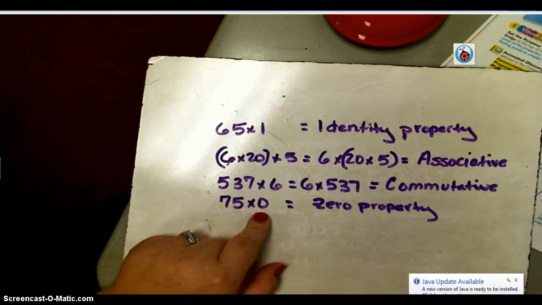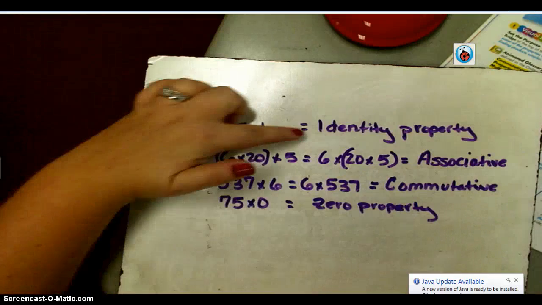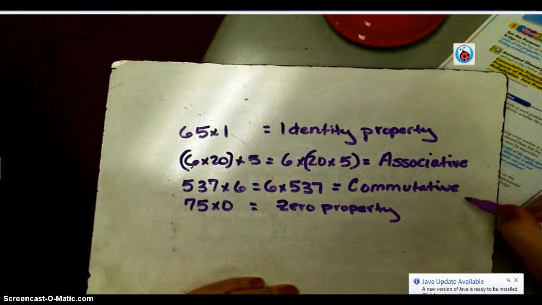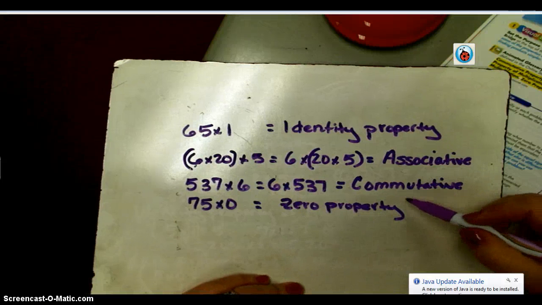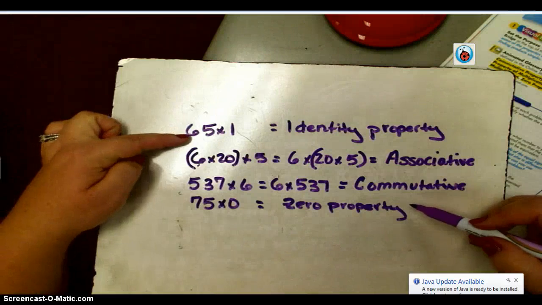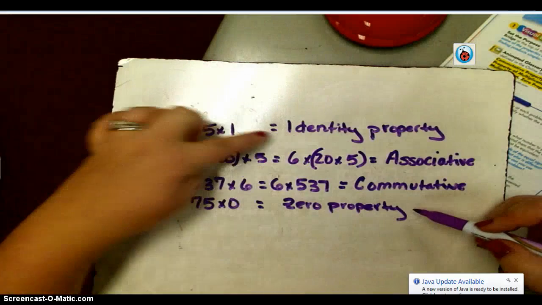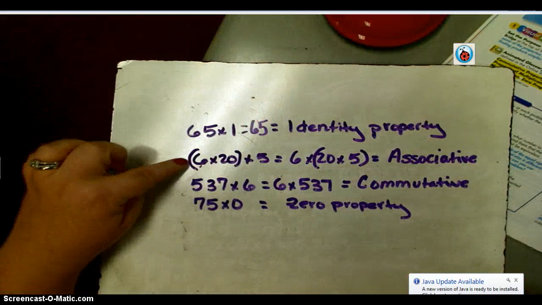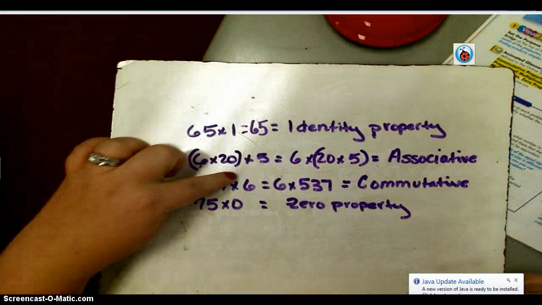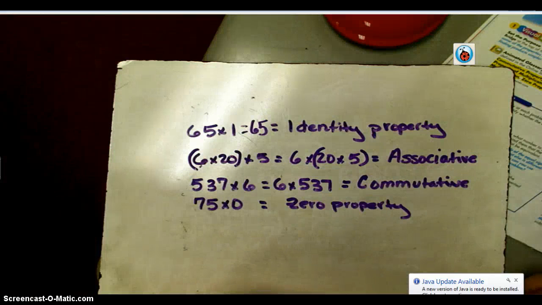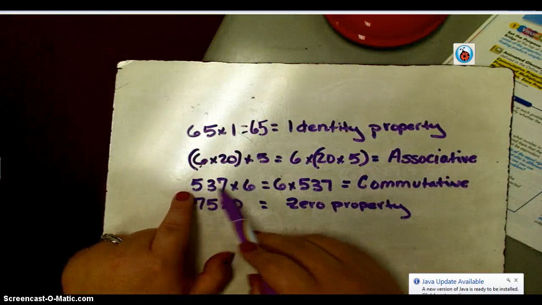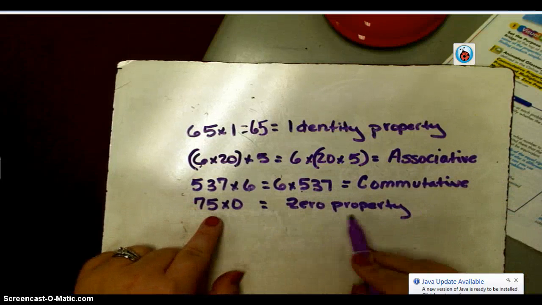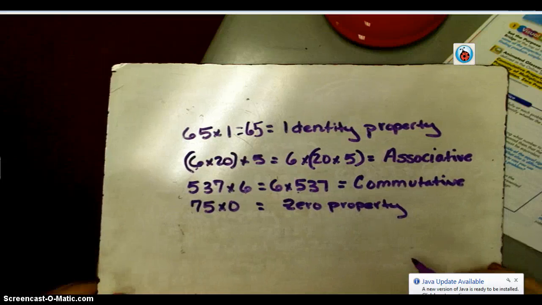So throughout today's lesson, you're going to be using these vocabulary words: identity property of multiplication, associative property of multiplication, commutative property of multiplication, and 0 property of multiplication. You have to know identity means 1. Anything times 1 is that number. With associative, I can change the location of my parentheses, but my order of numbers stays the same. Commutative means I can change the order in which I'm multiplying, and I'll still get the same product. And 0 property says anything I multiply times 0 is going to give me 0.